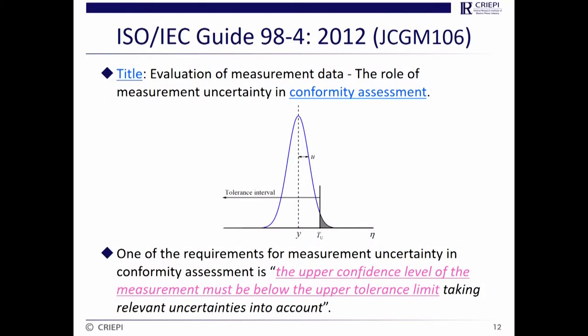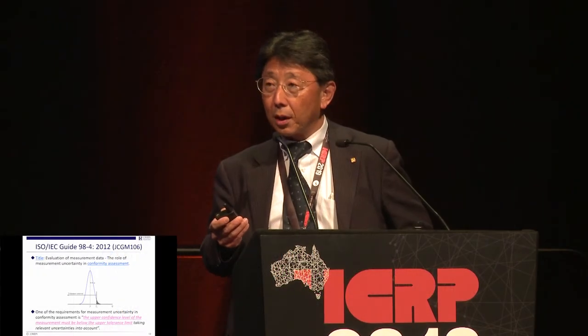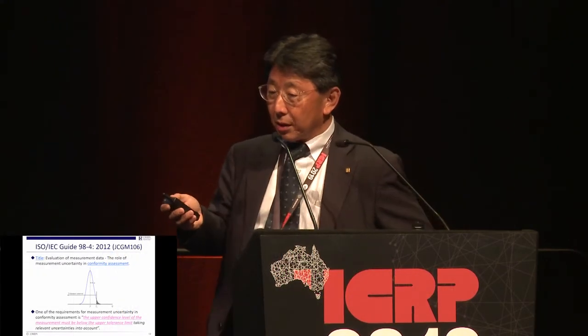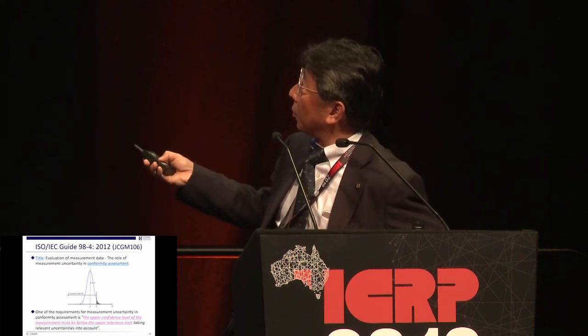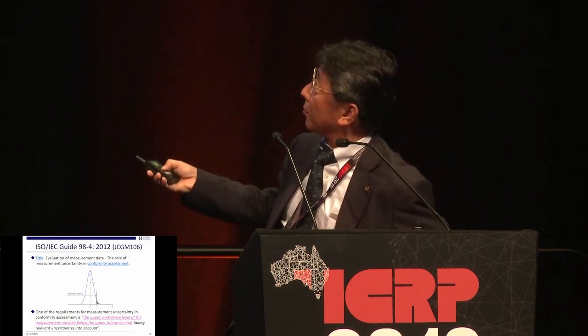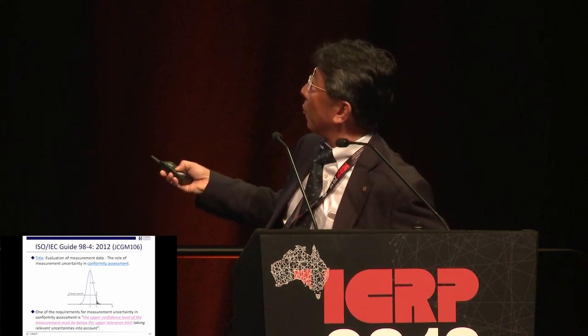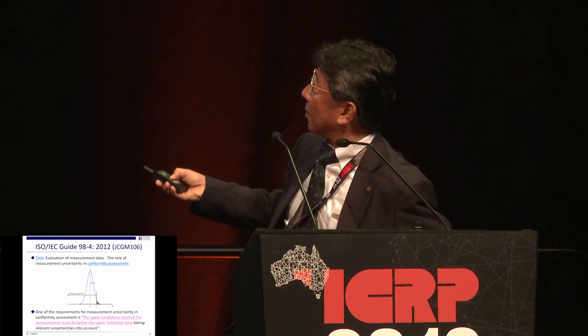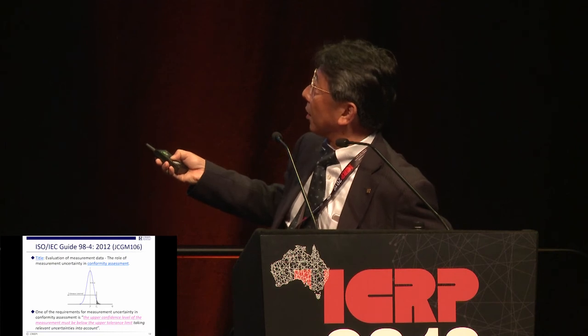So this is ISO IEC Guide 98-4. The title is Evaluation of Measurement Data, and the subtitle is important: The Role of Measurement Uncertainty in Conformity Assessment. This is a very comprehensive figure. If TU is a clearance level, and some measurement or estimated data has an uncertainty, in that case, the upper confidence level of the measurement must be below the upper tolerance limit. In this case, this is a clearance level.